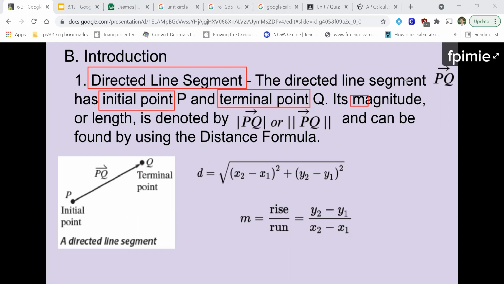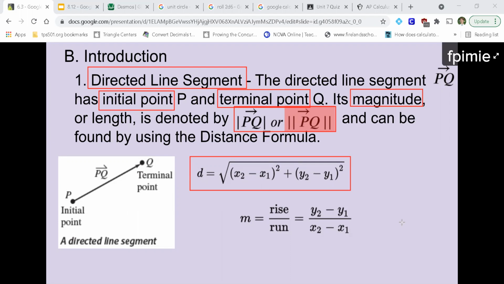Its magnitude is really important, that you're going to be asked a lot about. That's the same thing as its length. And it's denoted by either of these two. I'll tell you, the book uses the second one. To find its magnitude, though, you just use the distance formula.